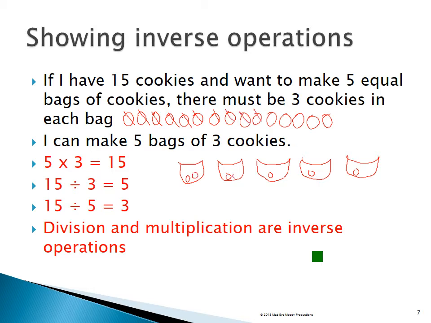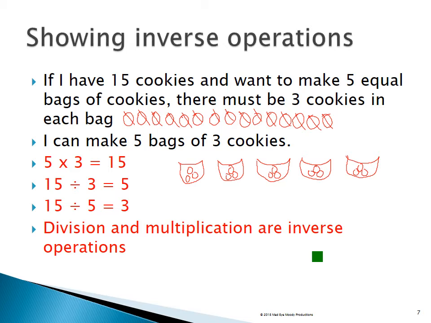So there's 2 in each bag here. And then I have another 5, so I have enough to put 3 in each bag. So if I have 15 cookies and I'm making 5 equal bags, so I have 5 groups, then I will have 3 cookies in each bag with none left over.